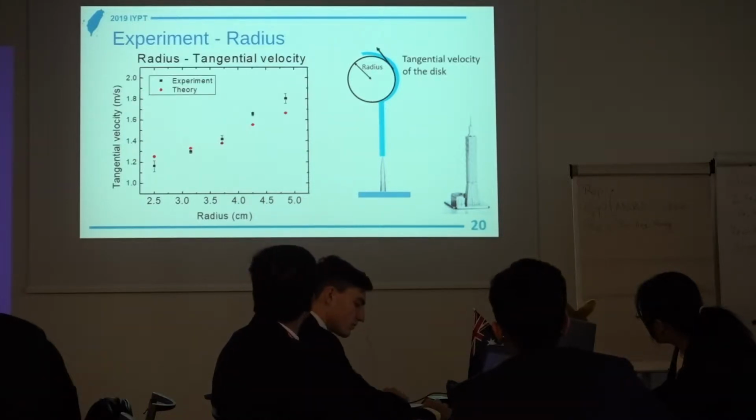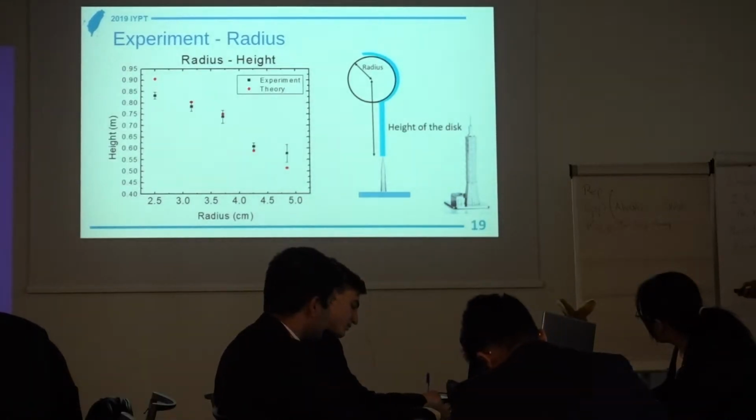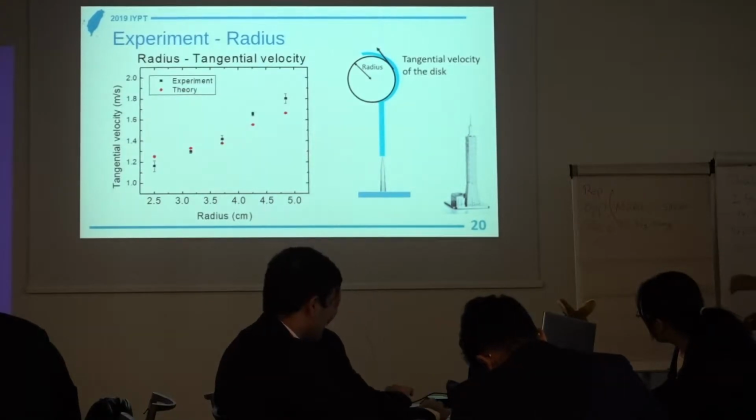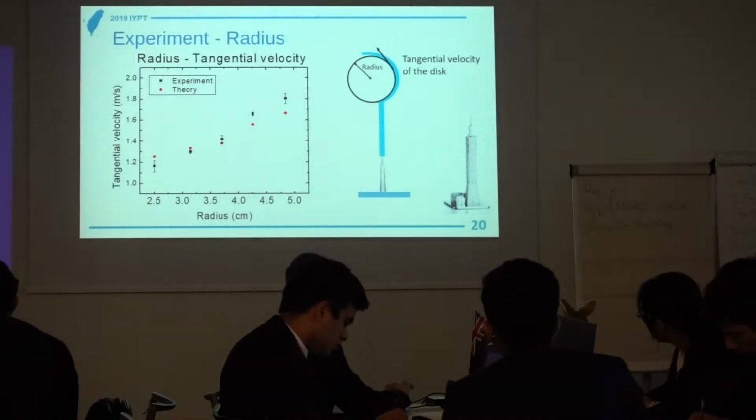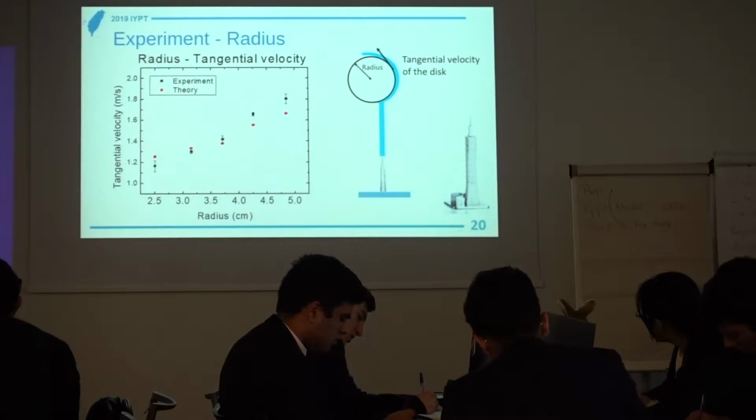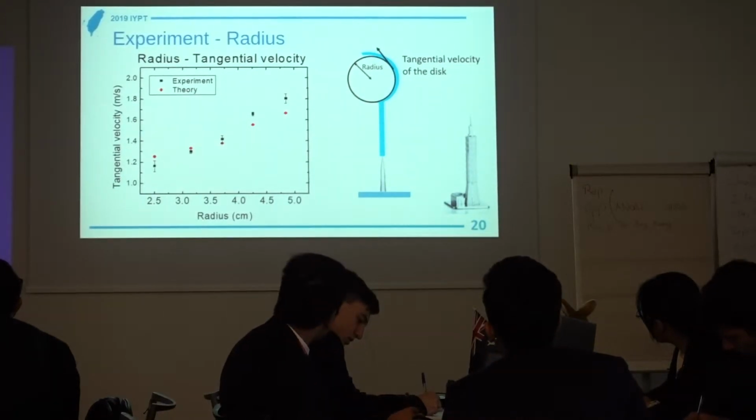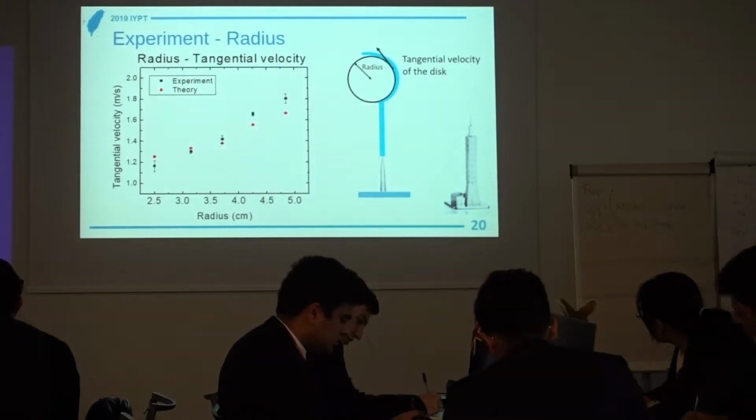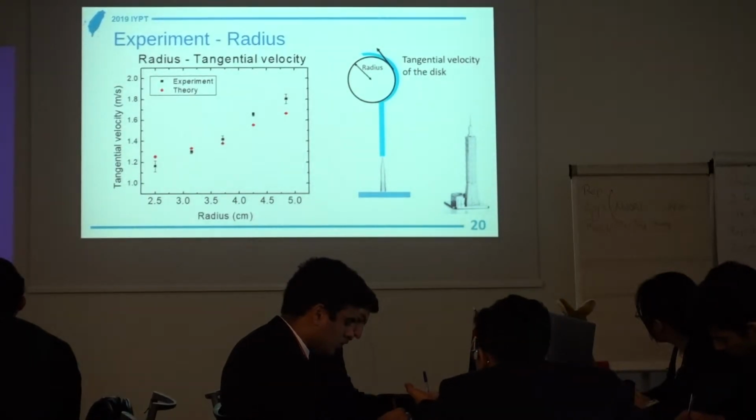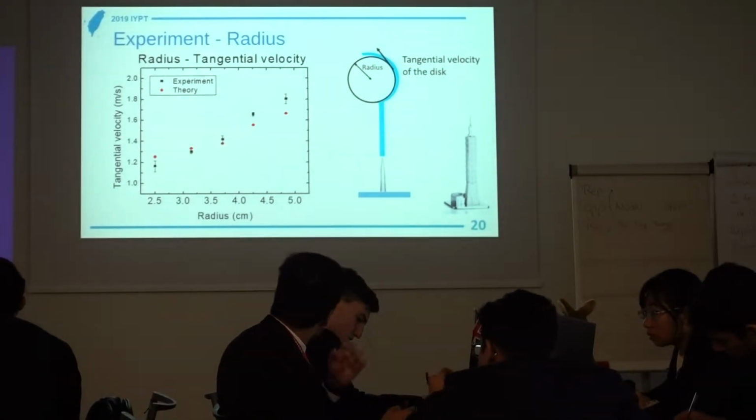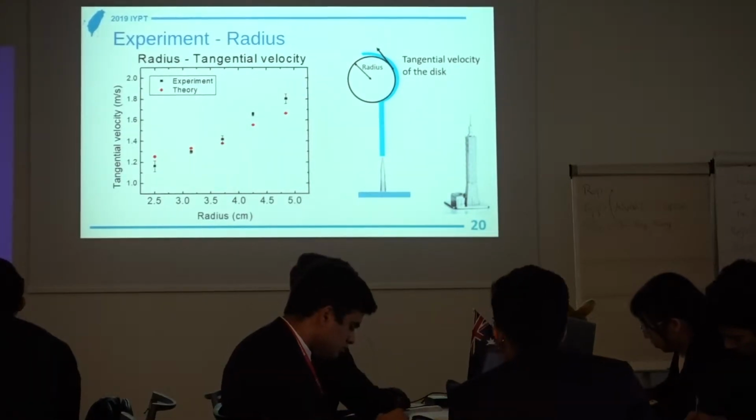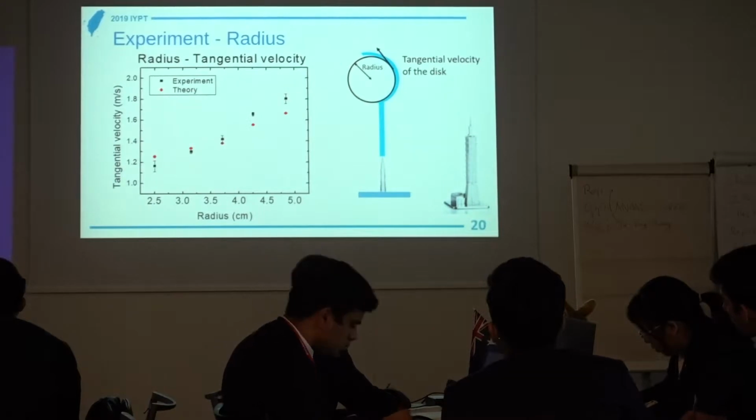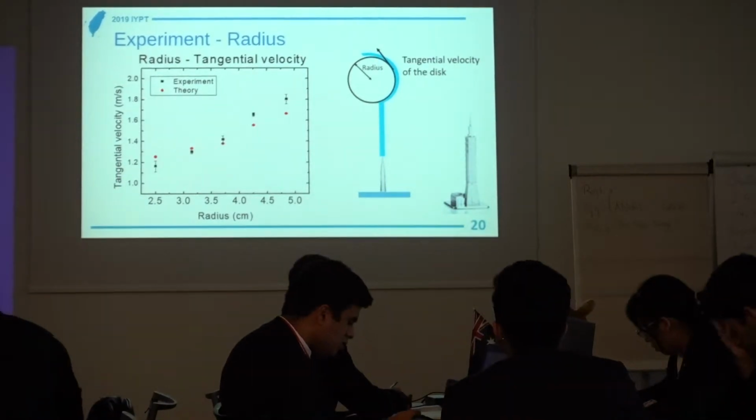And then we can compare the height of the light object and the tangential velocity. Here we choose to analyze the tangential velocity because the radius of each disk will be different. So when the radius of the disk gets bigger, the tangential velocity becomes bigger. This is due to the height of what is being suspended. Because the suspended position becomes smaller, the tangential velocity of the light disk becomes bigger.